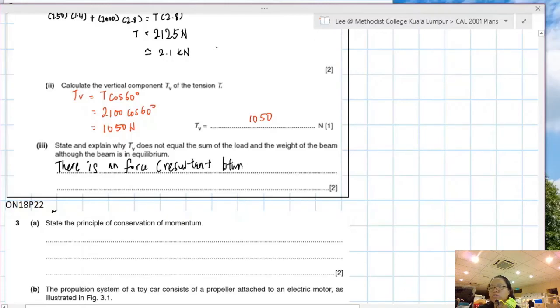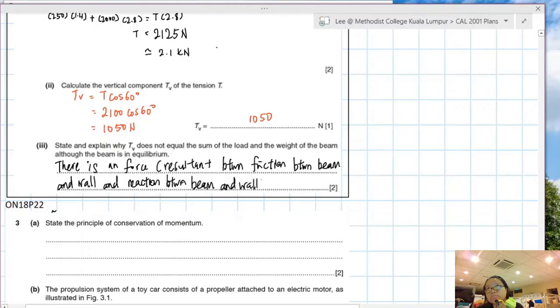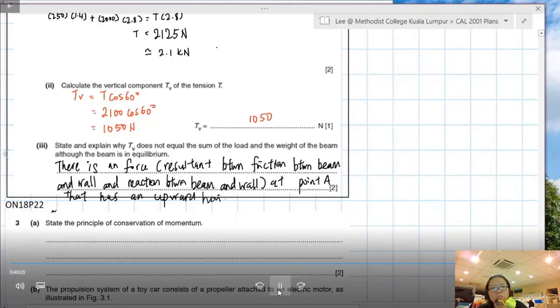Hey, wait, not contact force. There's a force, basically the resultant between friction and the reaction between the beam and the wall. I would actually say you can also just say that there's a force at point A that has an upward component. They say vertical, so I put vertical, upward or vertical force.